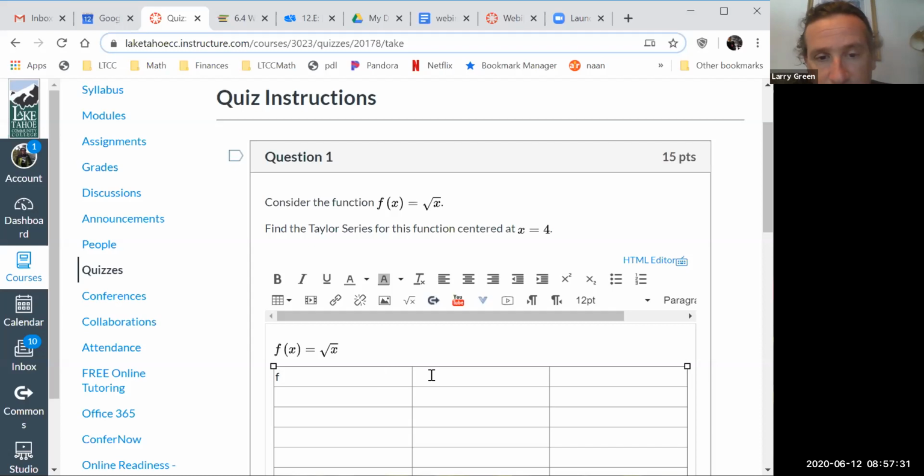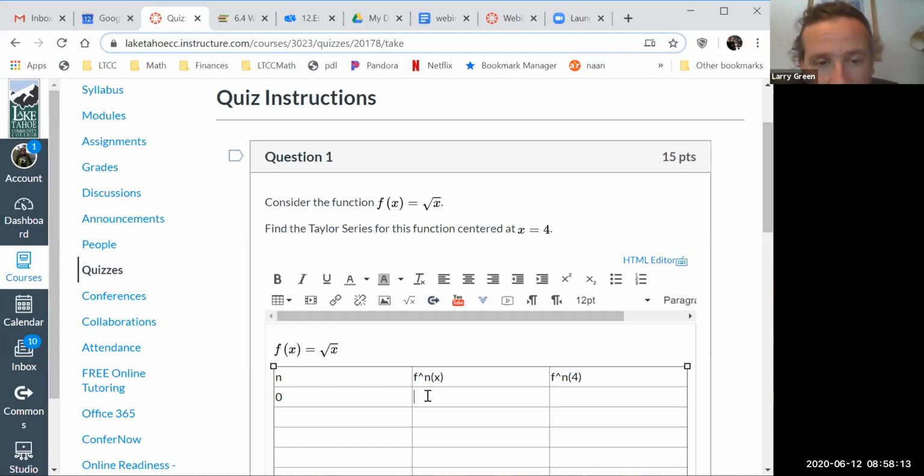So we have f, then we're going to have n, and then f^n of x, and then we'll have f^n of 0, f^n of 4. Any questions on the table? Okay, if n equals 0, I'm hoping this is easy for everyone. What happens when you plug in 0?